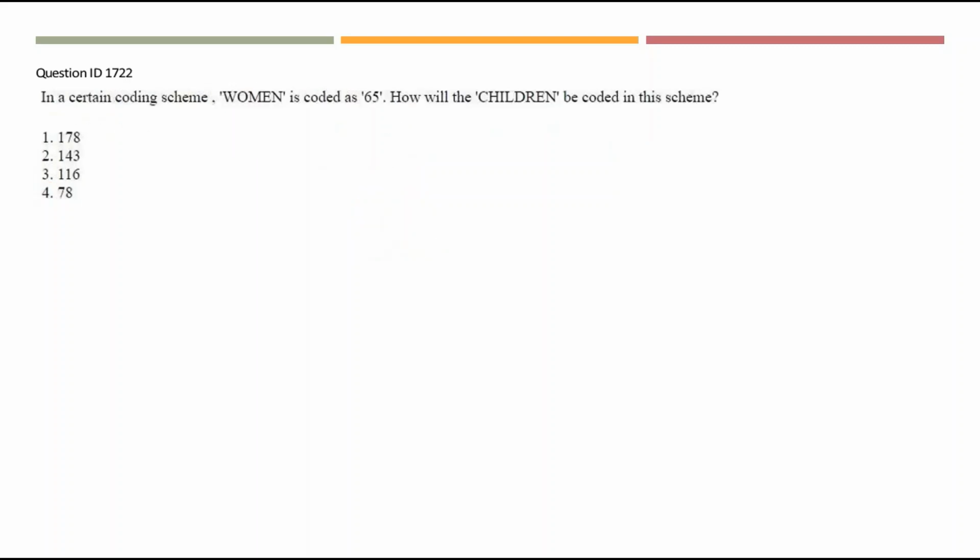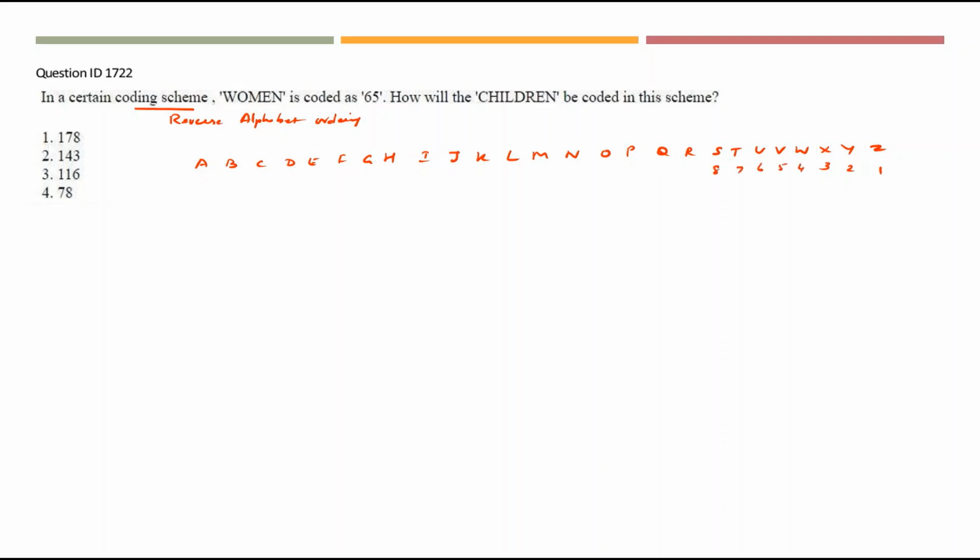Next question. In a certain coding scheme, women is coded as 65. How will the children be coded in this scheme? So we have to find what coding scheme it is. The scheme is nothing but reverse alphabet ordering. Let's start with 1, 2, 3, 4, 5, 6, 7, 8, 9, 10, 11, 12, 13, 14, 15, 16, 17, 18, 19, 20, 21, 22, 23, 24, 25, 26. So let's check for women.